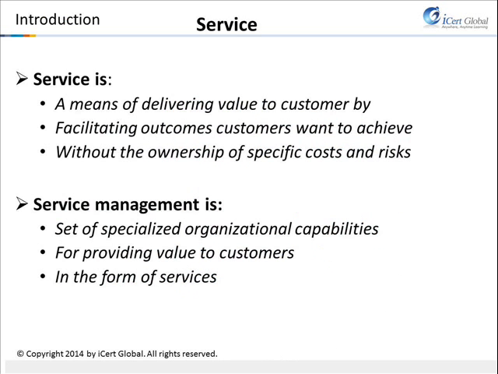Services. A service is a means of delivering value to customers by facilitating outcomes customers want to achieve without the ownership of specific costs and risks. Service management is a set of specialized organizational capabilities for providing value to customers in the form of services. Services may be defined by specifications, but customer outcomes are the genesis of services.